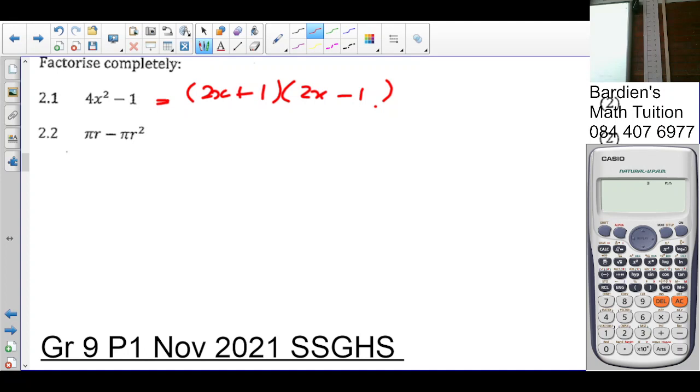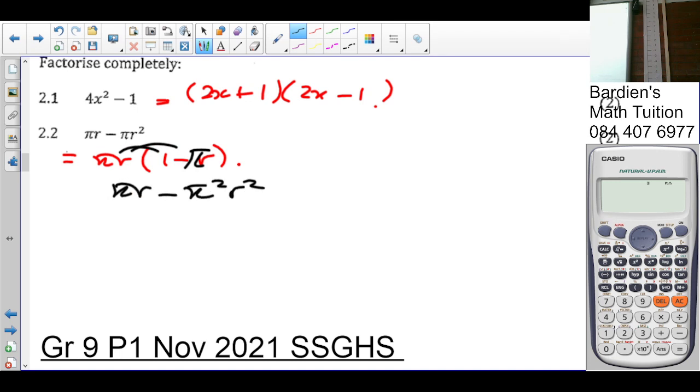The next one, what is common here? Pi r. What are we left with? 1 minus, not pi r. Because if I put a pi here and I multiply this out, it's going to be pi r minus pi r times pi r is pi squared r squared. And that is not what we have on top. Can you see that? So it's going to be just r.